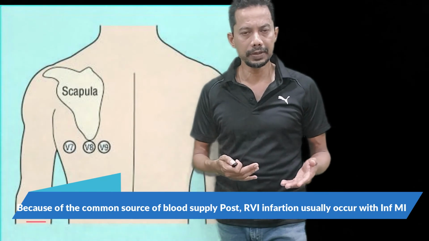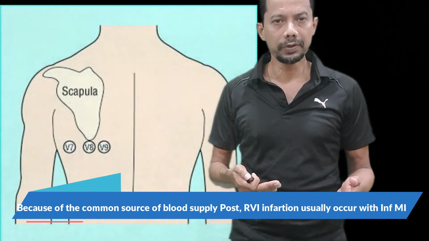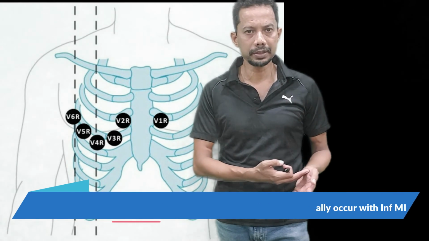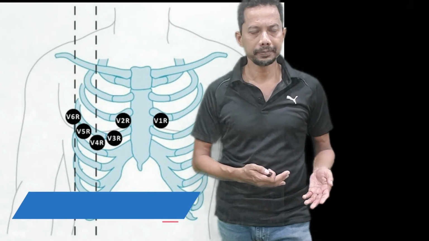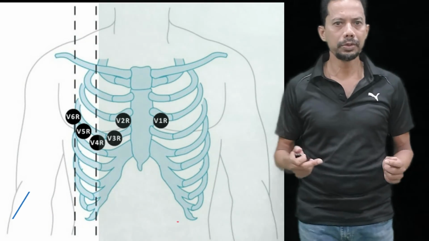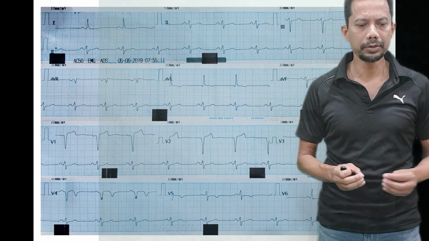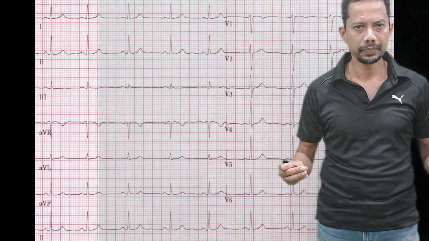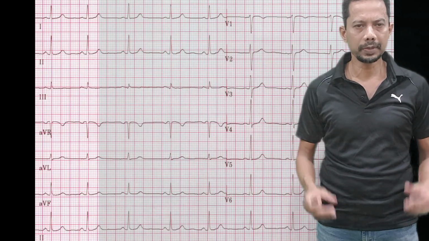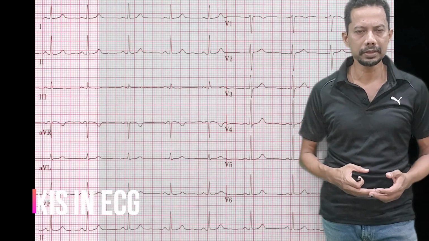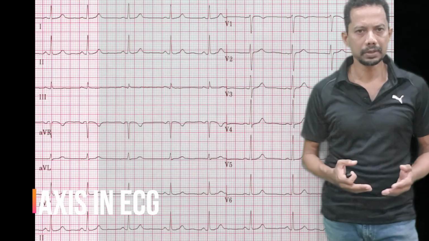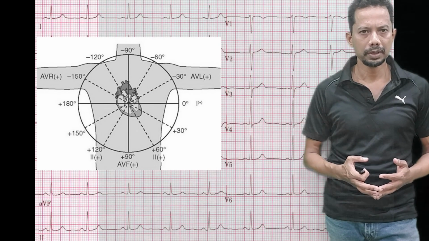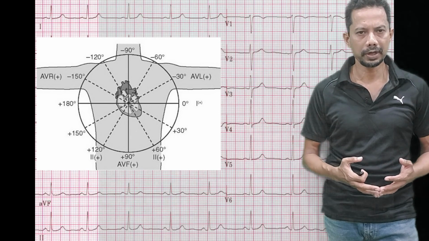However, if you see features suggestive of posterior wall MI in leads V1, V2, then you should look for right ventricular infarction and inferior wall MI. This was all about how you attach the ECG electrodes to the patient and take an ECG. In the next chapter, we'll discuss the axis, how you determine the axis. That is one of the most important topics in electrocardiography. If you understand the next video, it will be a blessing for you for the rest of your life.